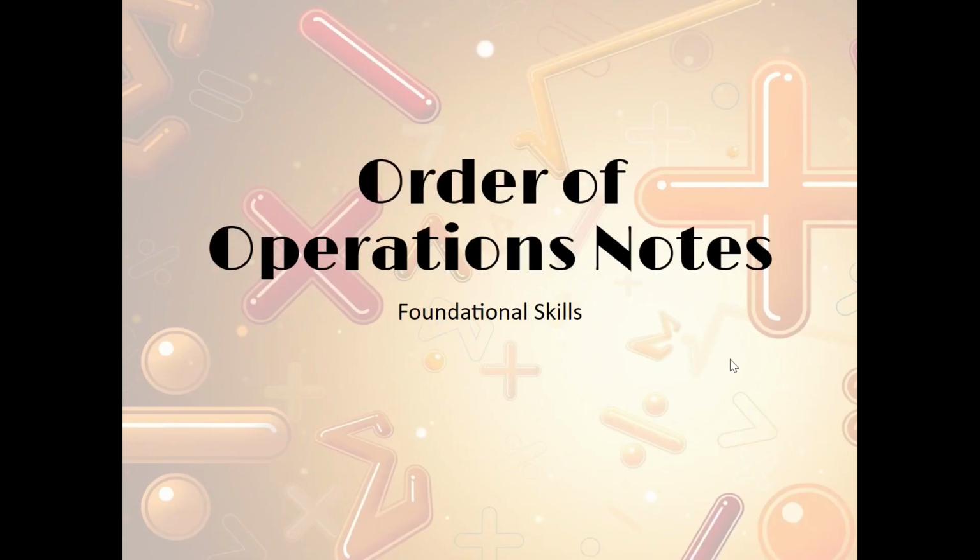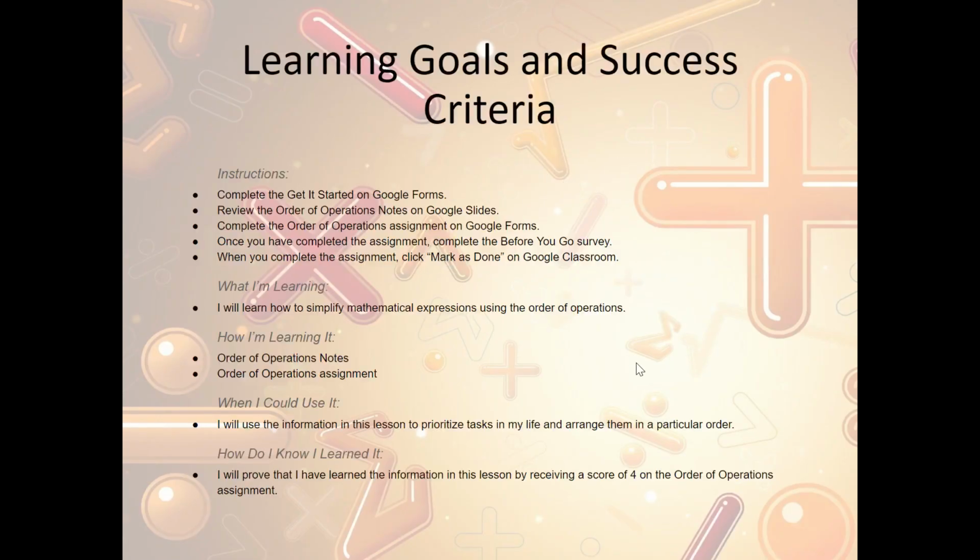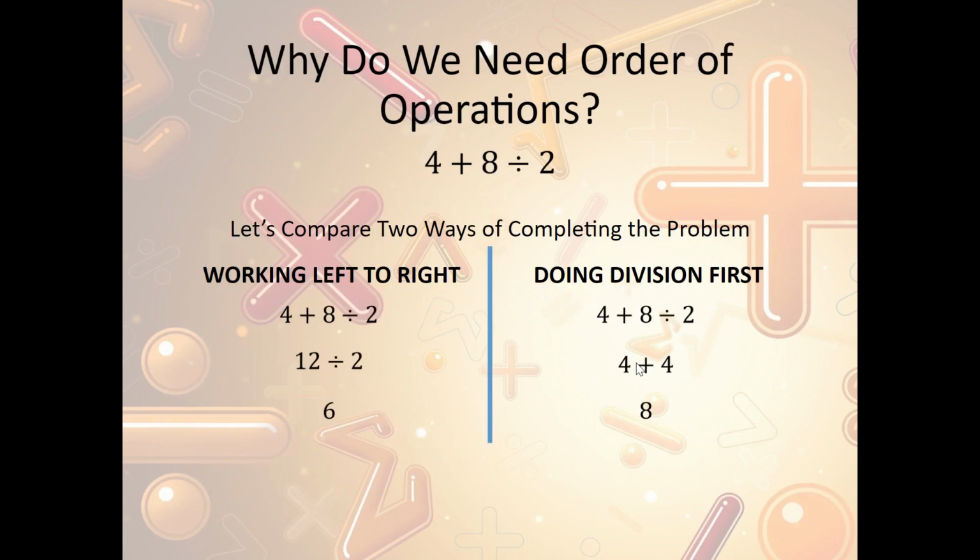Let's take a look now at the order of operations notes. Our notes begin with the learning goals and success criteria. First of all, why do we need order of operations? So let's compare two ways of completing the problem. So we have 4 plus 8 divided by 2 and 4 plus 8 divided by 2. Now, if we work from left to right, we would add 4 plus 8, which is 12, and then divide that by 2 and we get 6.